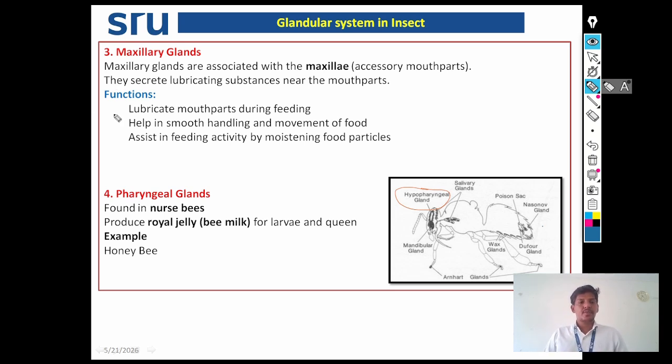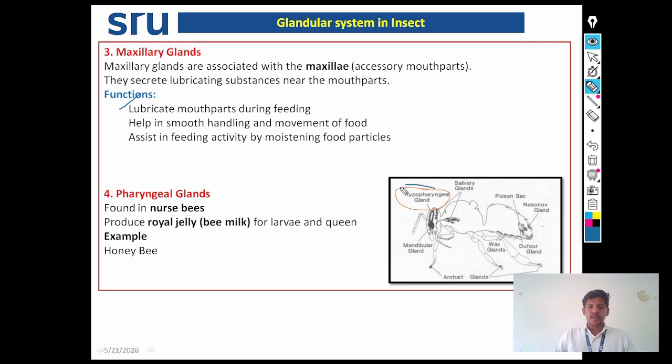See the function of maxillary glands and their secretion. The secretion lubricates mouth parts during feeding, helps in smooth handling and movement of the food, and assists in feeding activity by moistening food particles.